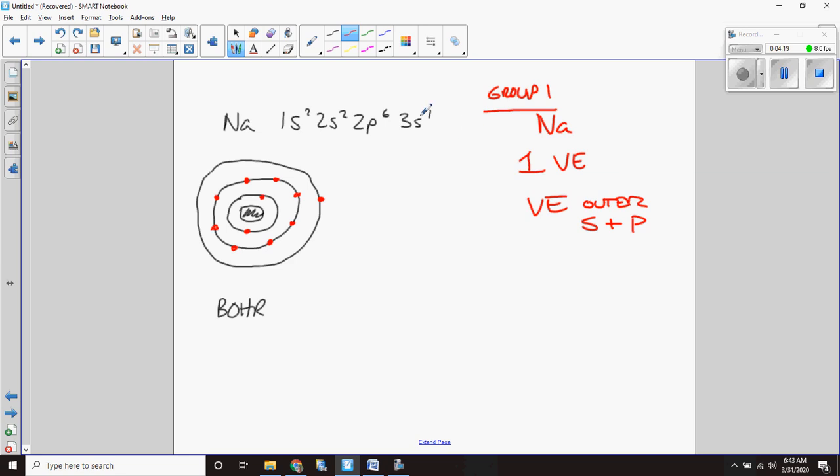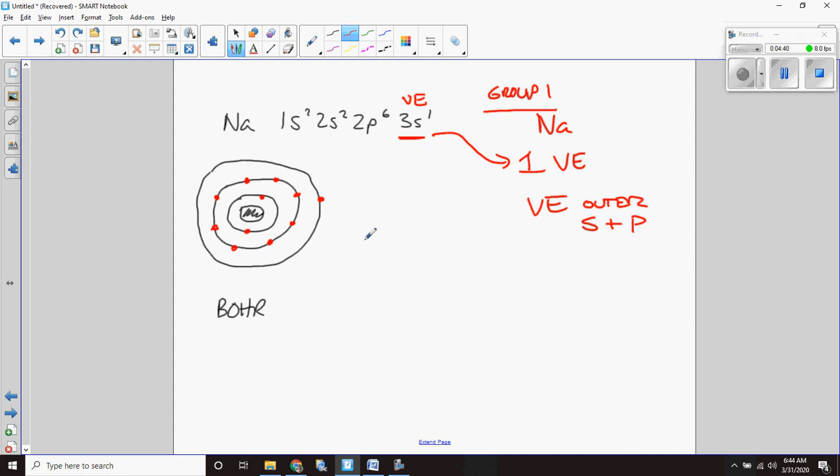So where is the outermost? The outermost is the 3. And there's no 3p or anything, so I can't count these as valence electrons. So right now, this is my valence electron. And look, it works. Sodium is in group 1. It has 1 valence electron. There it is. This is the 1 valence electron for sodium.